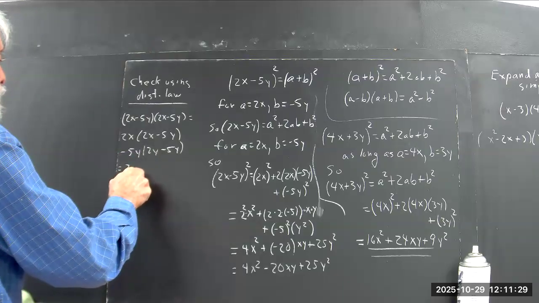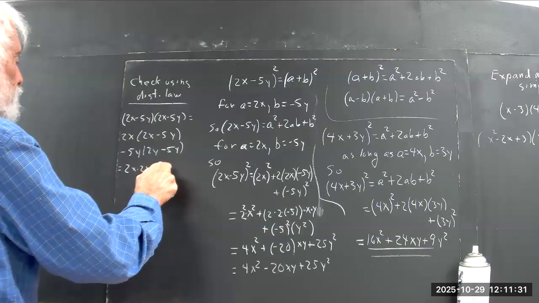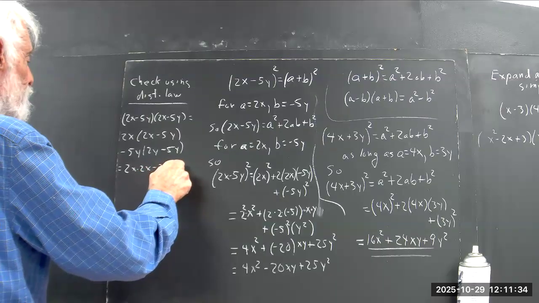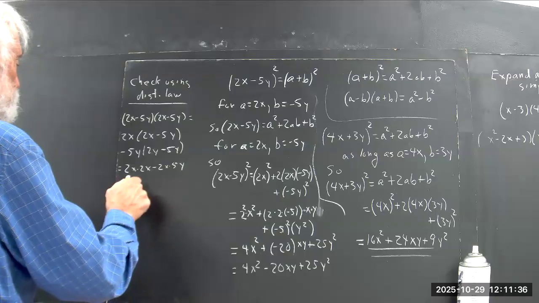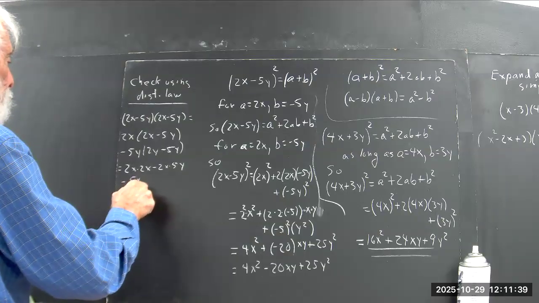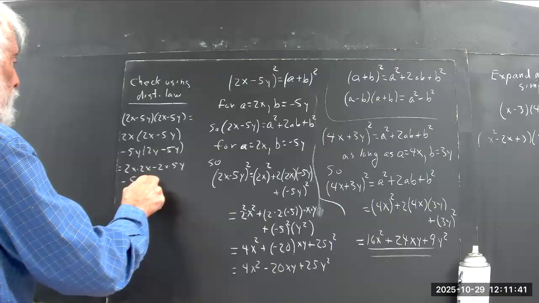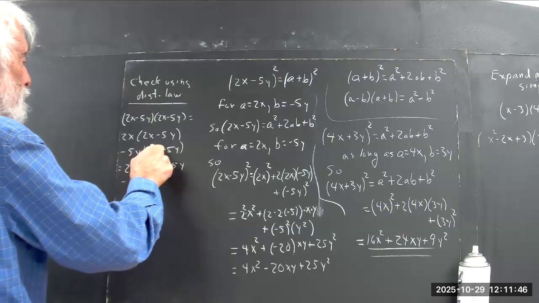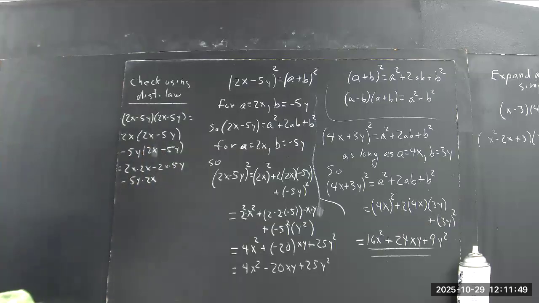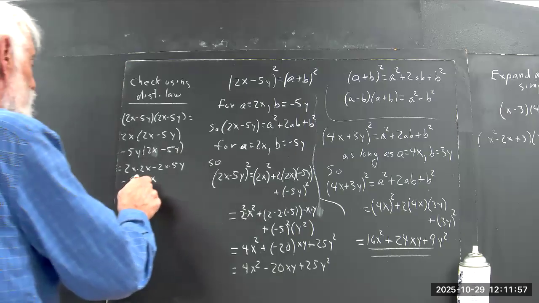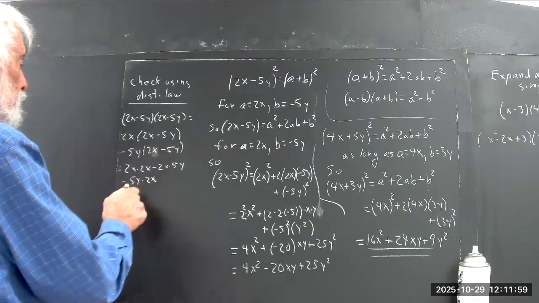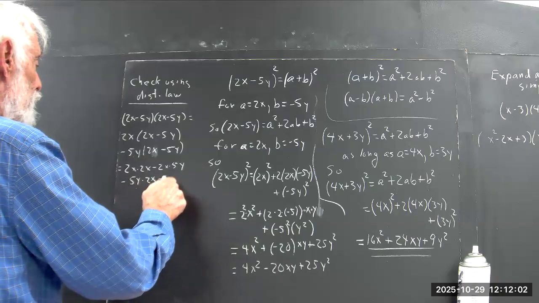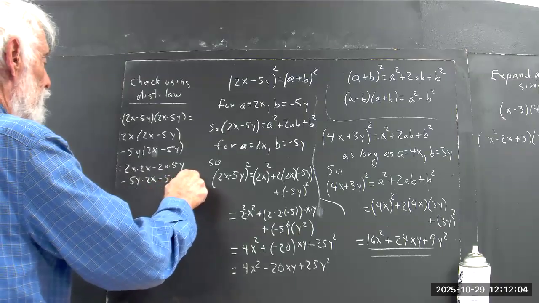equals 2x times 2x minus 2x times 5y minus 5y times 2x. Notice I wrote a y there instead of x. Like I say, be careful. A little clerical error like that will drive you nuts. That's why I'm the way I am. Okay, now, okay, get 5y times 2x. 5y times 2x, that's negative. And then negative 5y times negative 5y.